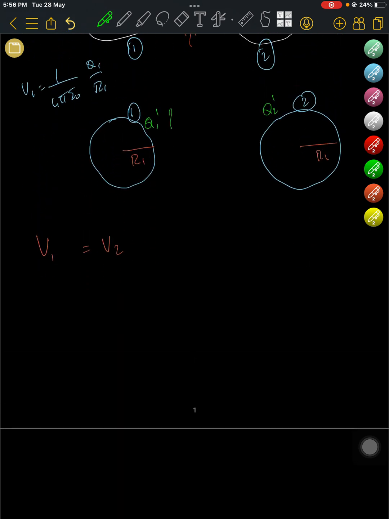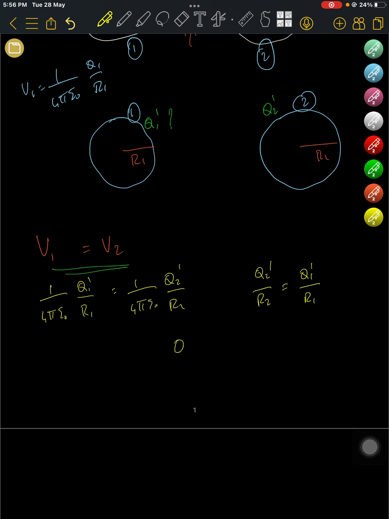Now we just go for this condition: after you connect the wire, the potential of each sphere becomes the same. So writing the equation, 1/(4πε0) times the new charge q1 dash by radius r1 is equal to 1/(4πε0) times q2 dash by r2. So q2 dash by r2 is equal to q1 dash by r1, and I can write q2 dash is equal to q1 dash into r2 by r1. Let's say this is equation number 1.